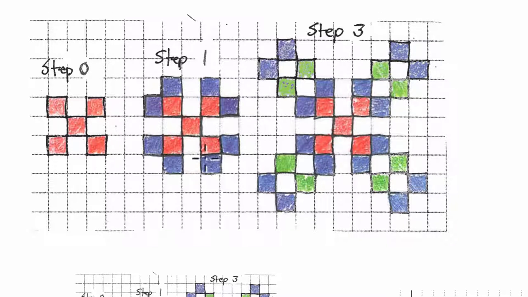So I encourage you to pause the video and analyze this shape and predict how tall it will be, how wide it will be, how many red pixels, how many purple pixels, how many green pixels there will be in step 100.